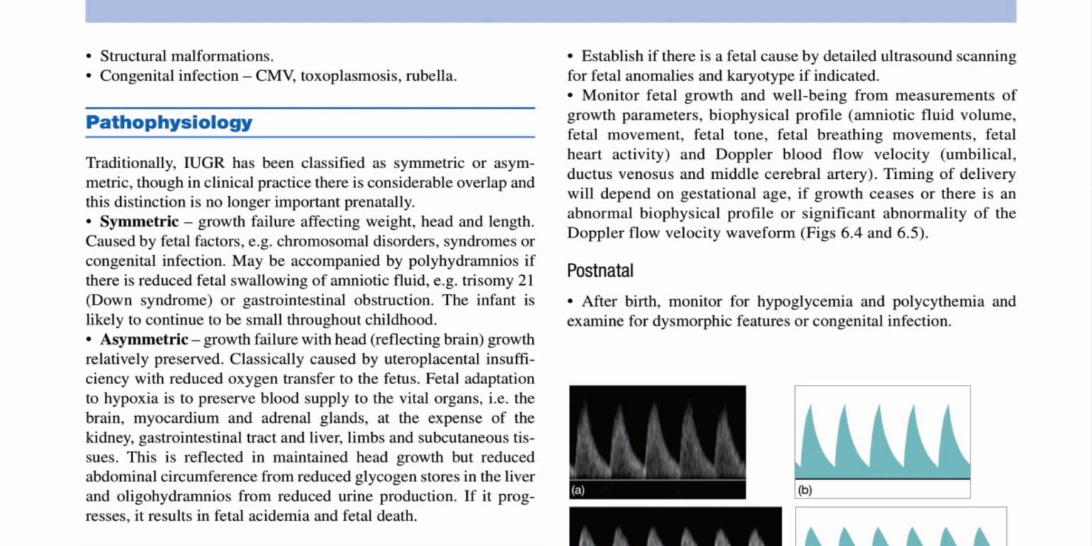Asymmetric, growth failure with head, reflecting brain, growth relatively preserved. Classically caused by uteroplacental insufficiency with reduced oxygen transfer to the fetus. Fetal adaptation to hypoxia is to preserve blood supply to the vital organs, that is, the brain, myocardium and adrenal glands, at the expense of the kidney, gastrointestinal tract and liver, limbs and subcutaneous tissues. This is reflected in maintained head growth but reduced abdominal circumference from reduced glycogen stores in the liver, and oligohydramnios from reduced urine production. If it progresses, it results in fetal acidemia and fetal death.